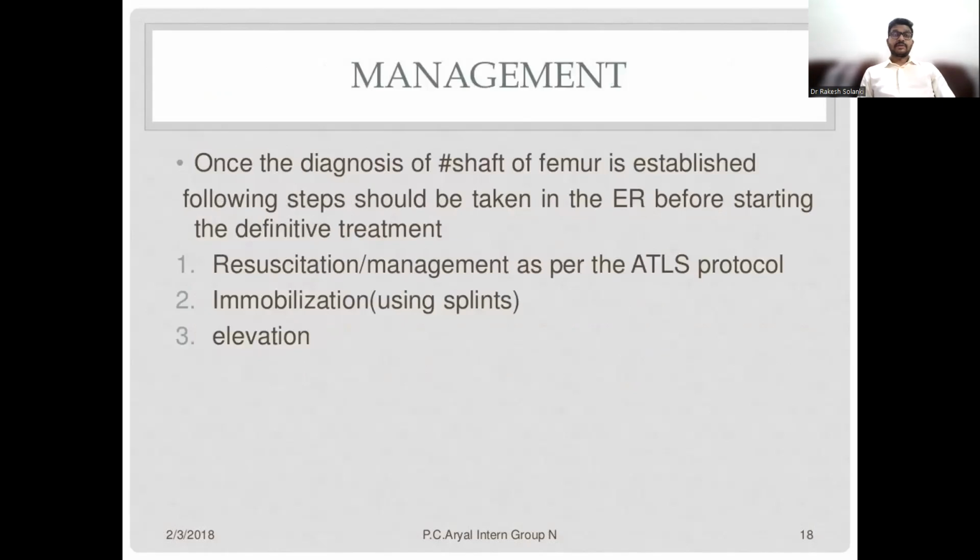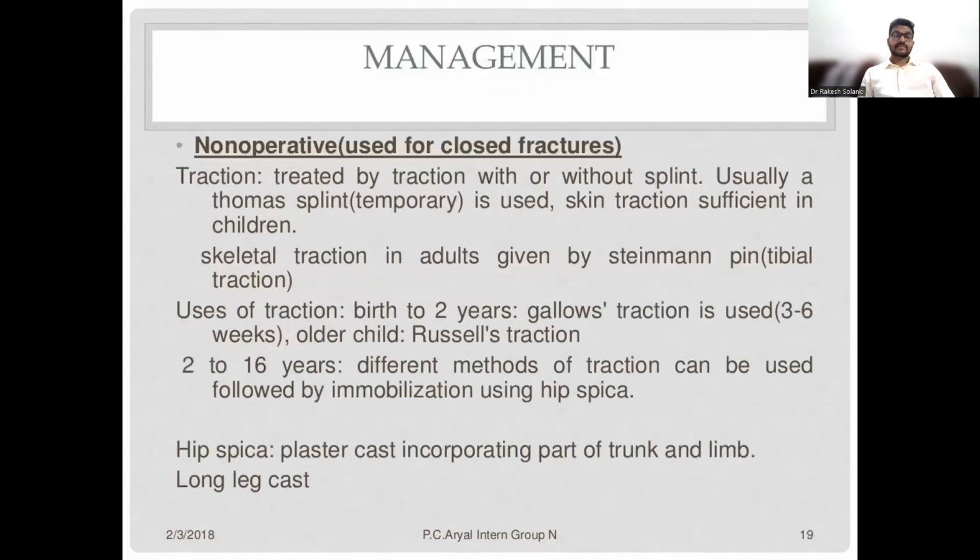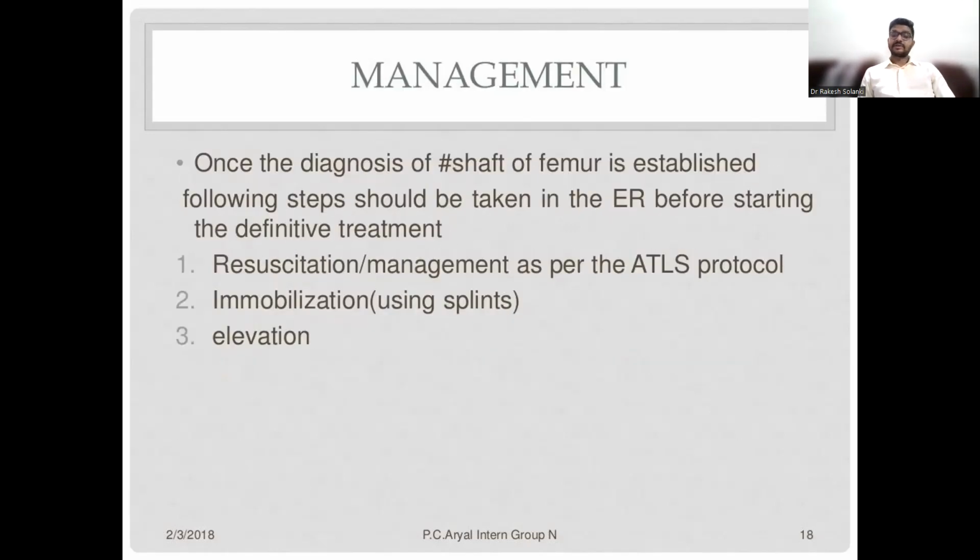If we talk about the management of fracture shaft of the femur, once the diagnosis is confirmed, the following steps should be taken in the emergency room before starting definitive management: resuscitation as per the ATLS protocol, and immobilization using splints and elevation to reduce swelling. Immobilization is done to prevent the fracture from moving and displacing, and as the fracture is immobilized, the patient does not feel severe pain.